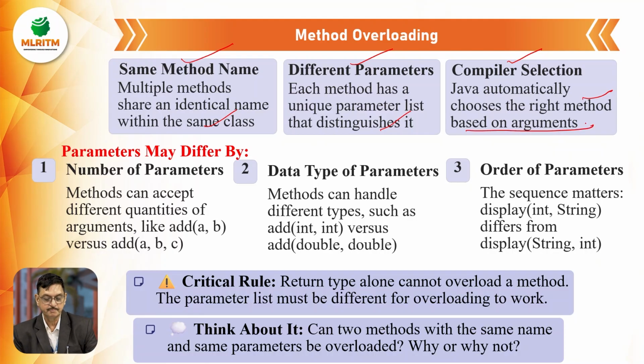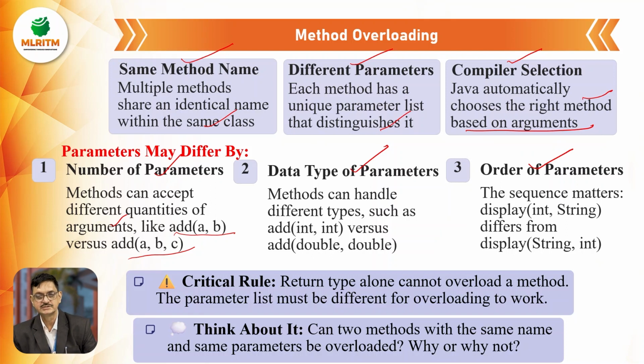Okay, so the parameters may differ. It may be based on the number of parameters, the data type of the parameters, or the order of the parameters. If it is based on the number of parameters, methods can accept different quantities of arguments. For example, if I want to add two numbers, you can say add(a, b). If I want to add three numbers, it can be add(a, b, c). So based on the number of parameters, the compiler chooses the appropriate method.